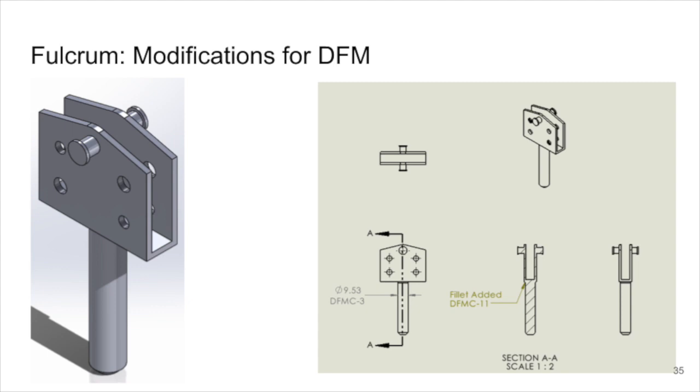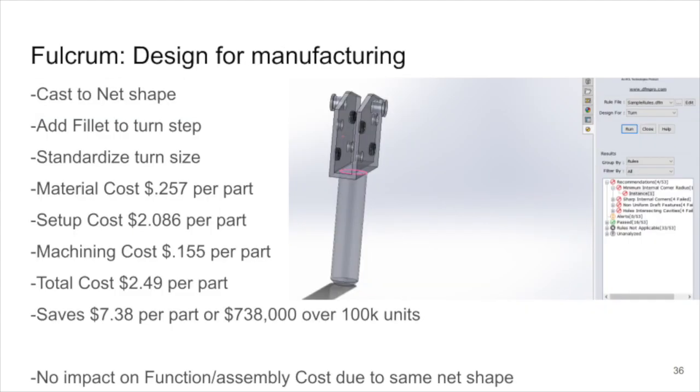For DfM, first we die cast it to a near net shape as seen on the left, DfM C1. Then we standardized the turning step to a standard size, DfM C3. Then we added a fillet at the bottom, DfM C11. On the right you can see DfM Pro suggesting that same fillet. After applying the DfM, we have the cost breakdown as seen on the left with a total cost of $249 per part. No impact on function/assembly cost due to same net shape.